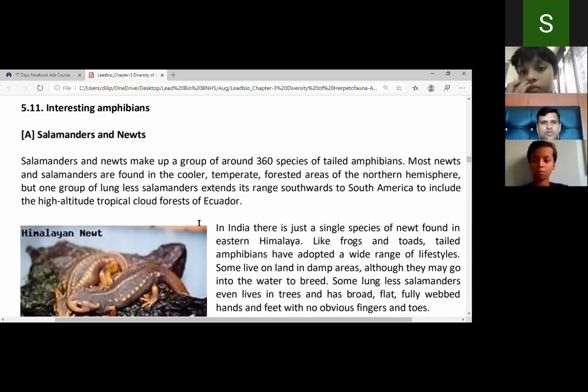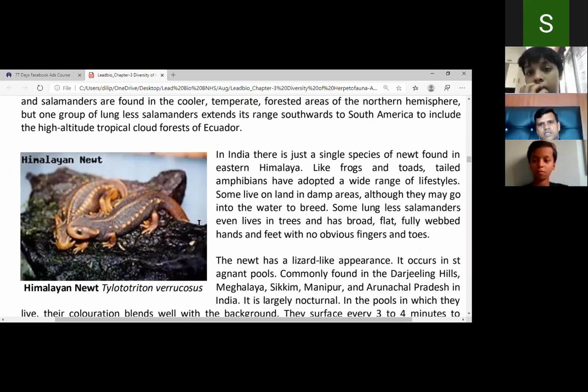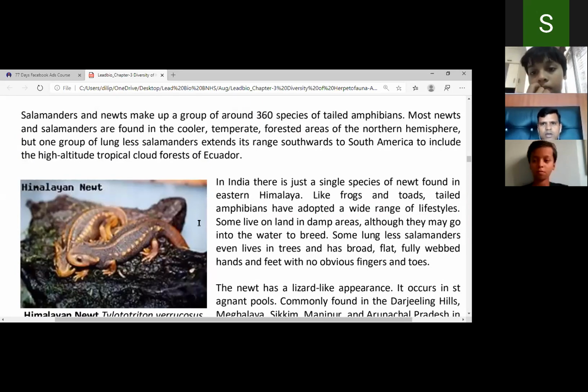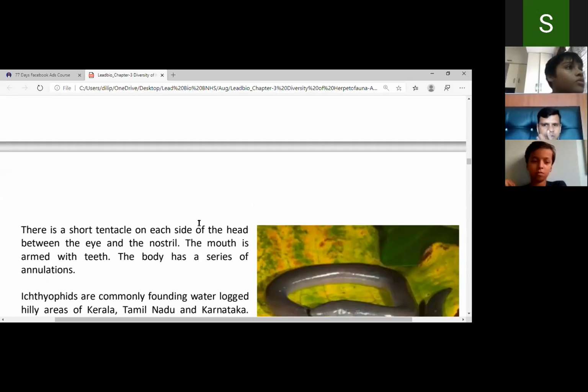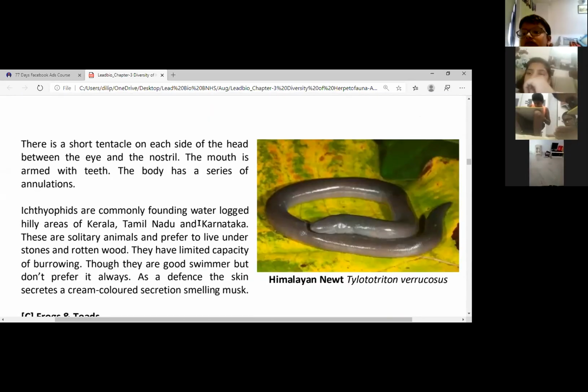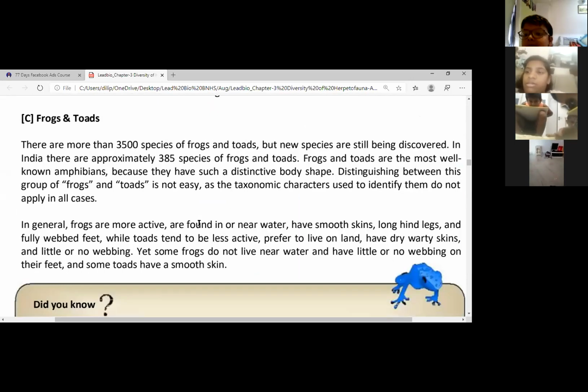Now these are some newts, which is a kind of a lizard. This is Himalayan newt. Then what we have is Sicilian, which we had talked about. We'll go a little fast here.